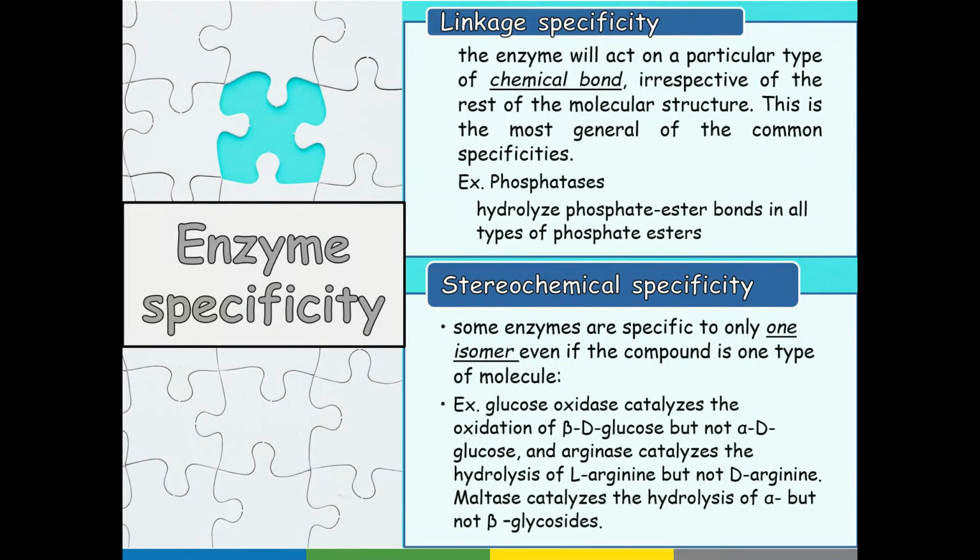Next we have linkage specificity, in which the enzyme is specific to a particular type of chemical bond. This is the most general of the common specificities. For stereochemical specificity, the enzymes are specific to one isomer only. The molecules or substrates are similar in structure. However, as the enzymes are very specific to a stereochemical form, they will only act on this specific type of isomer.